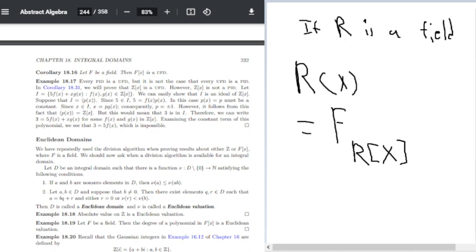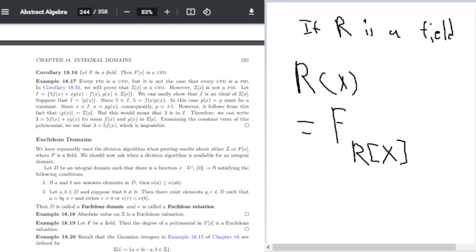In Corollary 18.31, we will prove that Z[x] is a UFD. However, Z[x] is not a PID. Let I be equal to the set of 5f(x) plus xg(x), where f(x) and g(x) are in Z[x]. We can easily show that I is an ideal of Z[x], and suppose that I is equal to the ideal generated by p(x). Since 5 is in I, 5 is equal to f(x) p(x).